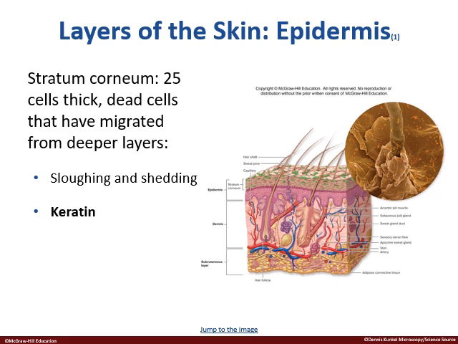Since the cells are constantly being replaced underneath, new cells are constantly being made throughout your life. These old cells get sloughed off. Every time you scratch, every time you brush up against something, every time wind blows across, you lose skin cells.